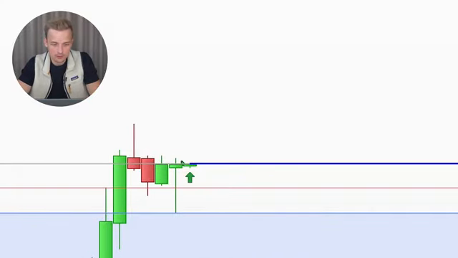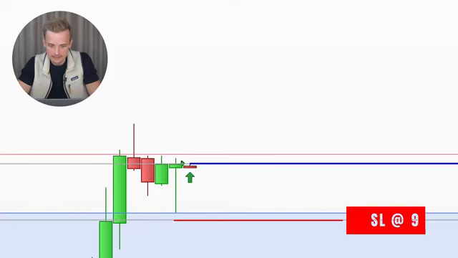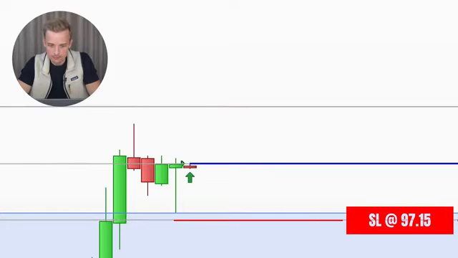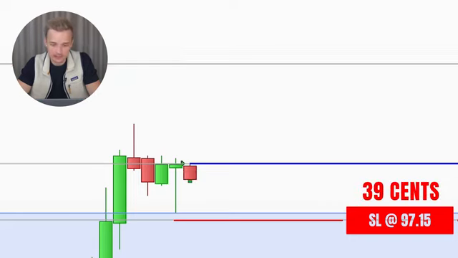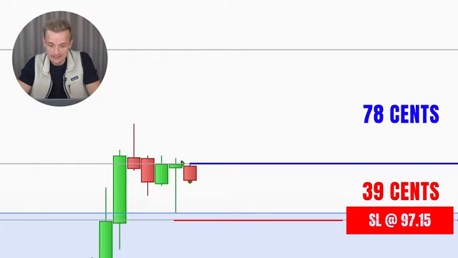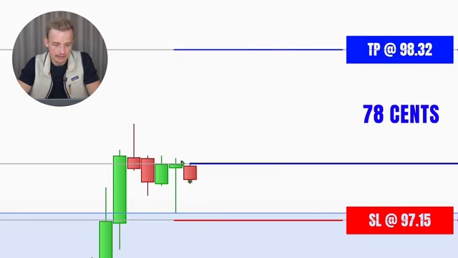I will set the stop loss a bit under this level here. I will set it at 97.15, which means that it's a 39 cents stop loss, and I want to set a target profit that is twice that. So that's 78 cents, which means that the target profit should be set at 98.32. And that's step 3. Let's see how it plays out.